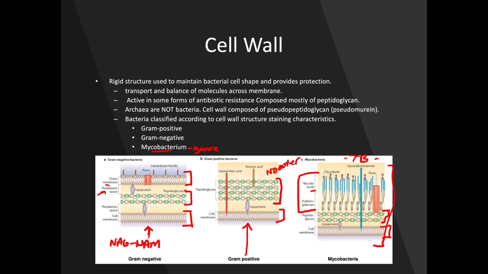Now, this mycolic acid makes Mycobacterium very difficult to stain. We have to use a very unique staining method called acid-fast staining in order to get them to take up color. Mycolic acid is kind of like a waxy coating on the outside of the bacterial cells. So that waxy coating prevents Mycobacterium from staining, and we have to stain it very differently.